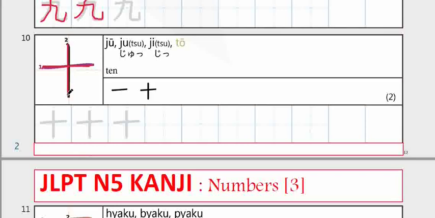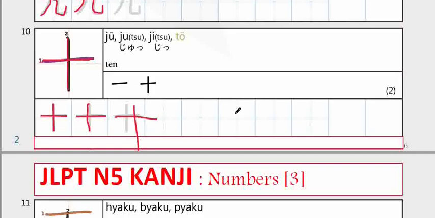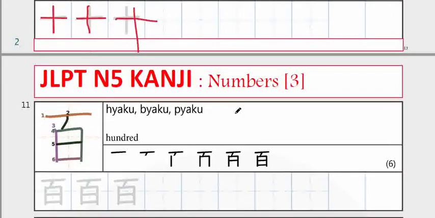So is there any need to practice this? Well, let's do this. A horizontal line, stop. A vertical line, stop. A horizontal line, stop. And a vertical line, stop. A horizontal and a vertical. That's it. Now, I hope you enjoyed.